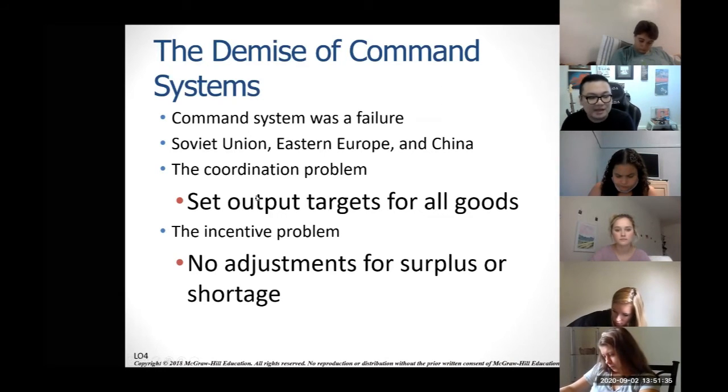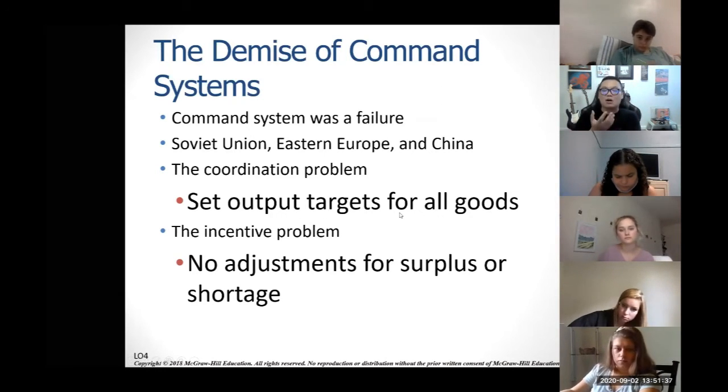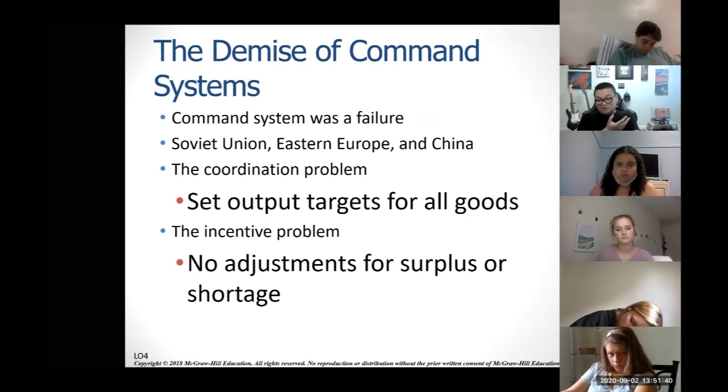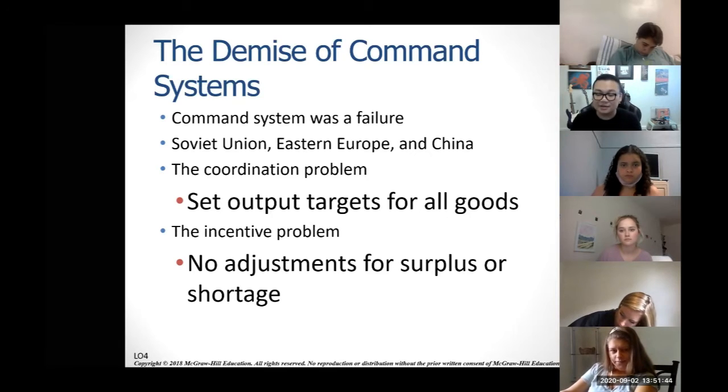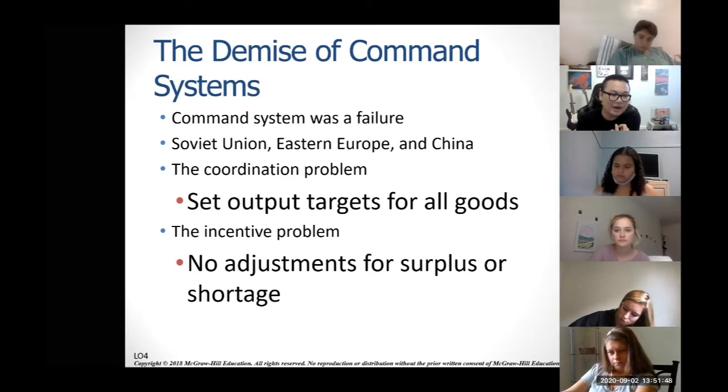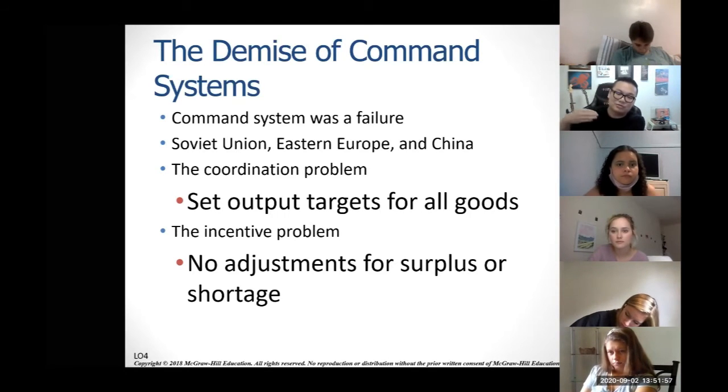The coordination problem is that they set output targets for all goods. So the government basically set up a goal for all the products. I still remember hearing from my grandparents, they talked about when China was still in a command system, they said the government would give them a goal. During that time, my grandparents were all farmers. They said, you have to produce so many tons of this product each year, no matter what. So you just set a target, and no matter what, you have to meet it.